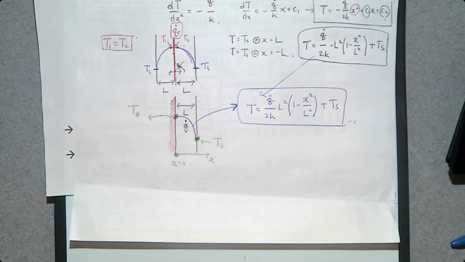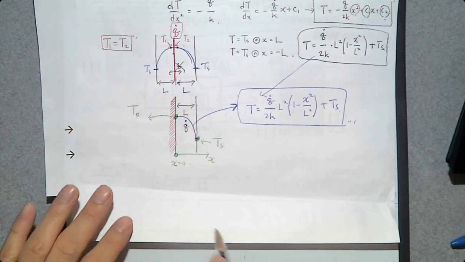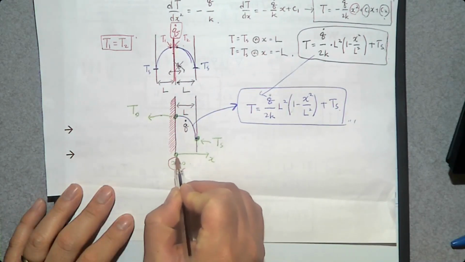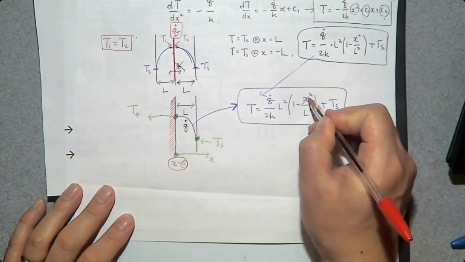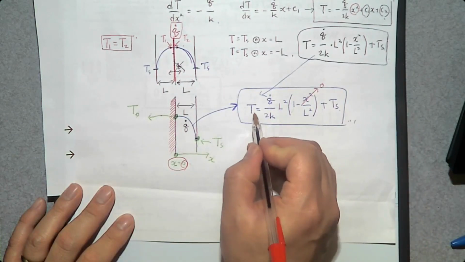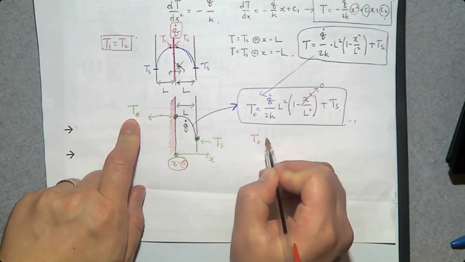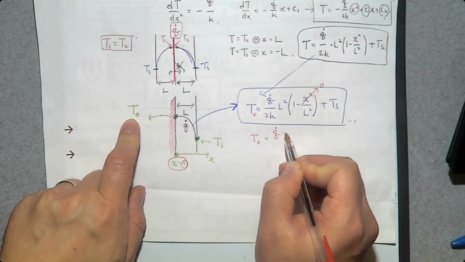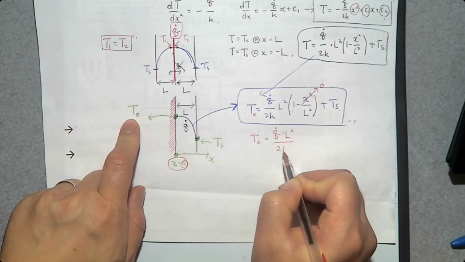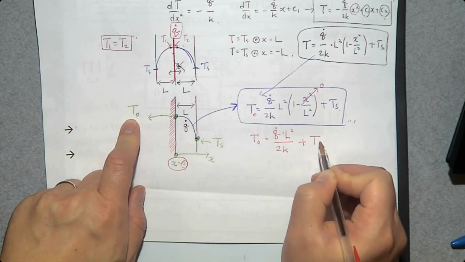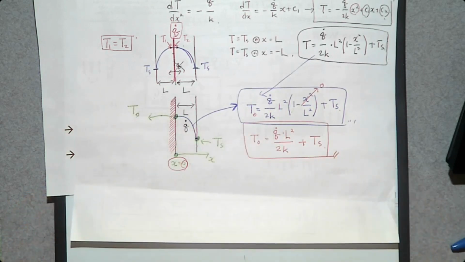So similarly, this is when x is 0. Then, can you determine T0? Yes, from this equation. How? By substituting 0 for this x. So this x is going to be 0. Then what is T0? T0 is going to be q dot times L squared divided by 2 times k plus Ts. So when we have a plane wall and one side is insulated, the temperature difference between the highest temperature point and the lowest temperature point can be determined by this equation.